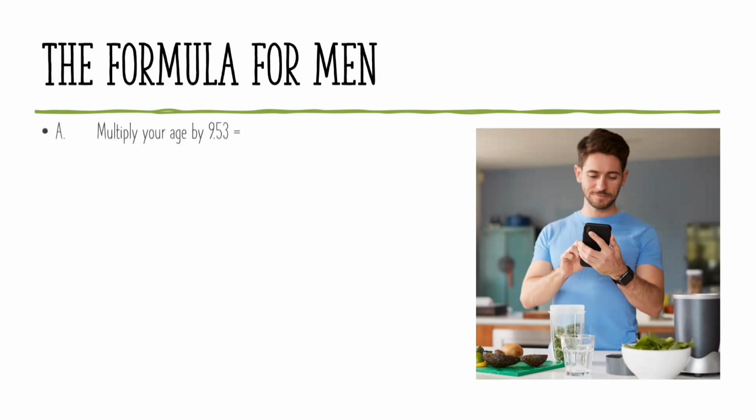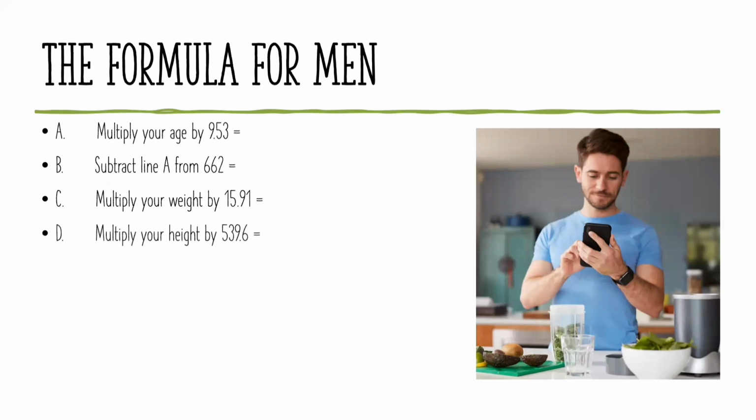Step A. Multiply your age by 9.53. Step B. Subtract Step A from 662. Step C. Multiply your weight by 15.91. Step D. Multiply your height by 539.6. Step E. Add Step C and Step D together.